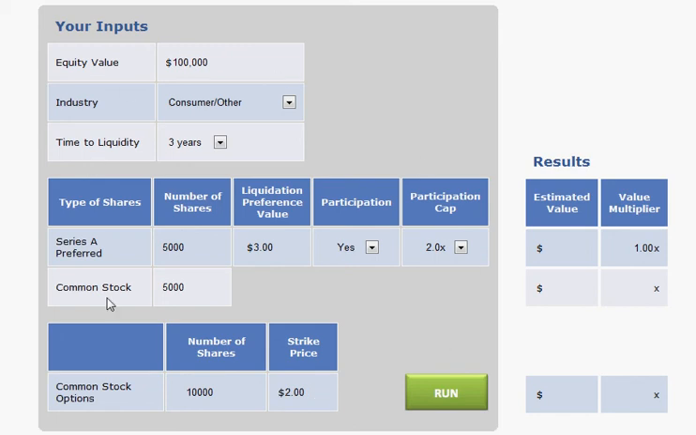So once this part is populated, we press run, and you see that on the left hand side the output gets populated. So for this type of inputs, we'll see that the estimated value of preferred share is about $7 and a penny. The common stock is worth $5.41, and the common stock option is worth $3.79. So note how the value of preferred share and common share is not equal.